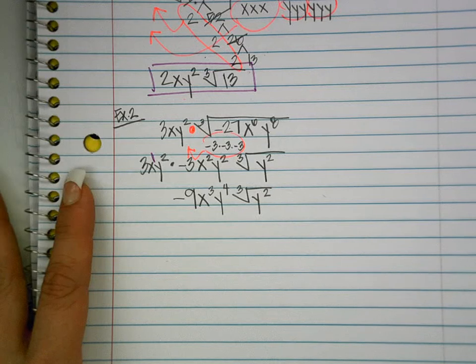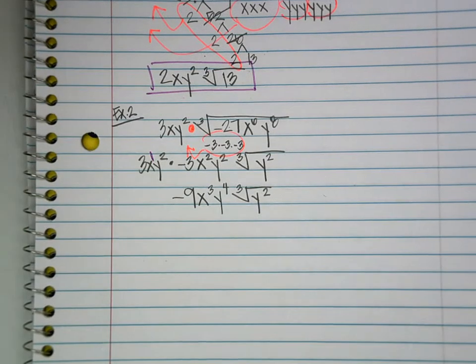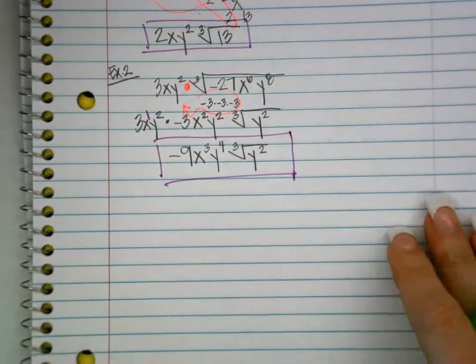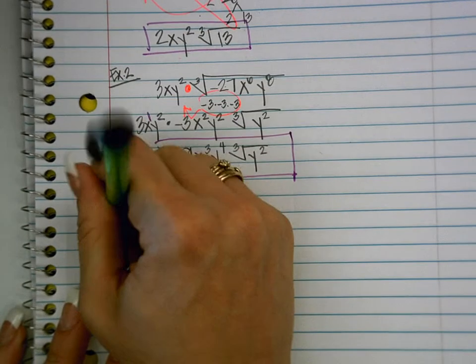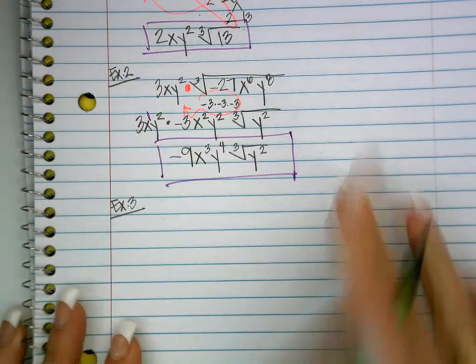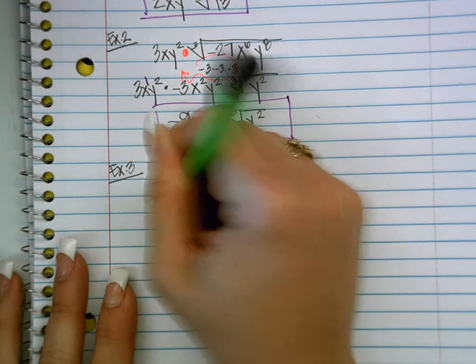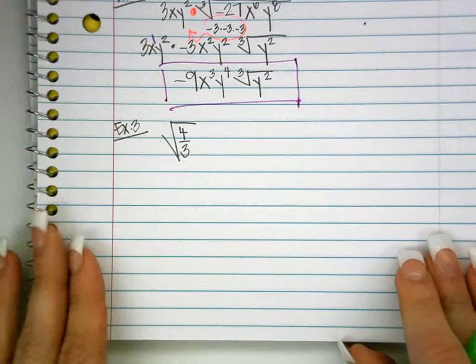Question on how I got that? Anyone have any questions on how I got that answer? So hopefully not too bad. Okay, let's try another one. These you may have not seen before. Okay, something like root 4/3. Root 4/3.